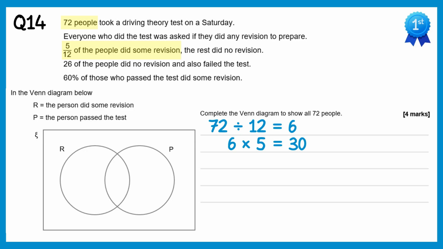Now looking at the Venn diagram, we've got a circle R there for the revision, this circle. This means the total frequency for that whole circle must be 30. Now we can't do anything with that number yet, but we're going to come back to it later on. Now let's move on to the next line.